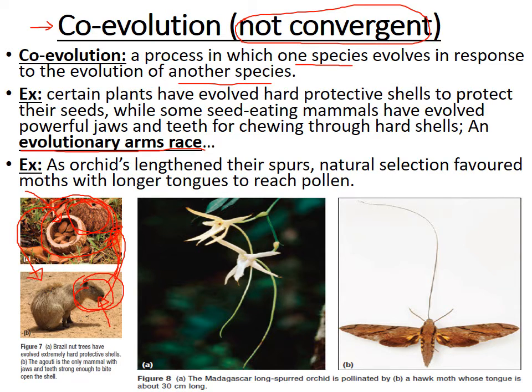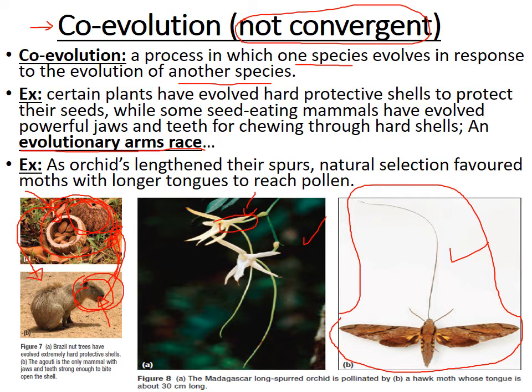Another example is the hawk moth and the Madagascar long-spurred orchid. What was interesting is that the hawk moth is essentially the only organism that will pollinate flowers of the orchid. And so over time, the orchid developed this very long spur, basically a tube where the nectar, which the hawk moth likes to feed on, is located. And so the spur is so long that natural selection seemed to favor hawk moths with longer tongues to reach the nectar at the end of that spur.